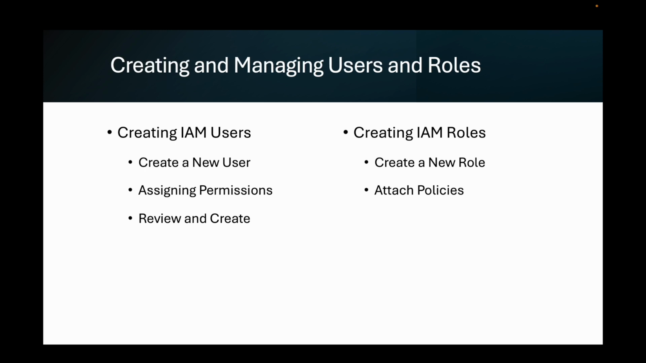For example, grant the role access to an S3 bucket, and then we will assign the role to the AWS services. After creating the role, assign it to your EC2 instance or Lambda function. Now let's jump into the hands-on for creating IAM users and assigning roles.